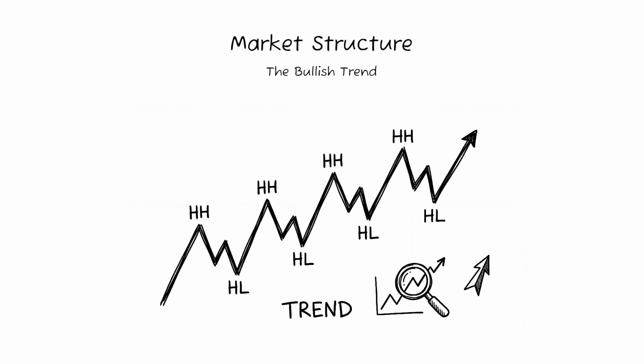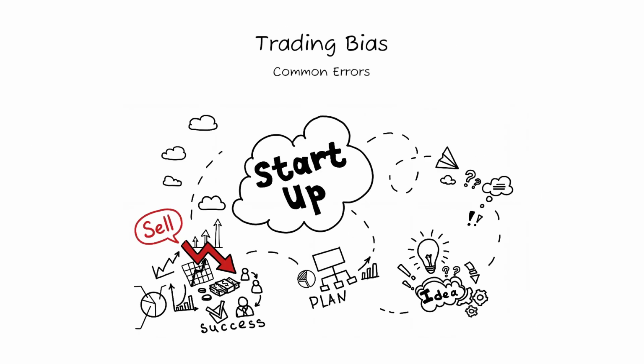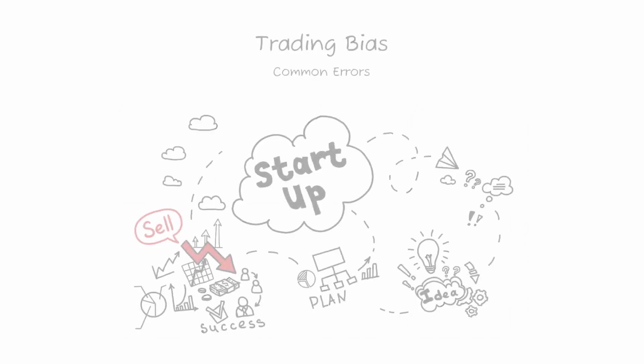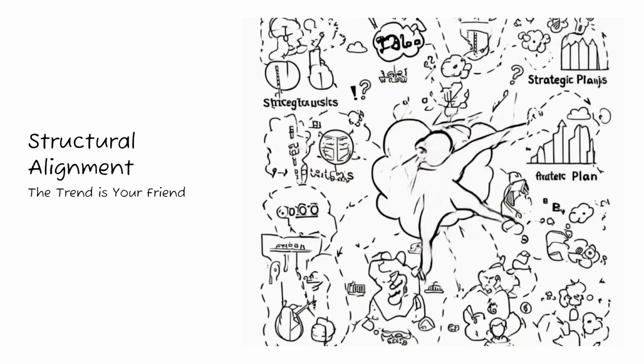Market structure is one of the most important concepts in price action. If price keeps making higher highs and higher lows, the market is bullish. If price keeps making lower highs and lower lows, the market is bearish. That sounds basic, but you would be surprised how many traders try to sell in an uptrend or buy in a downtrend. A lot of losing trades happen simply because people are trading against the overall structure.